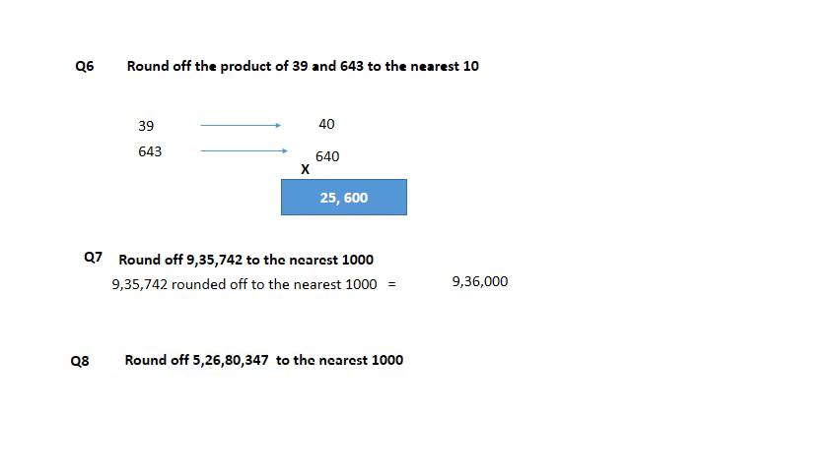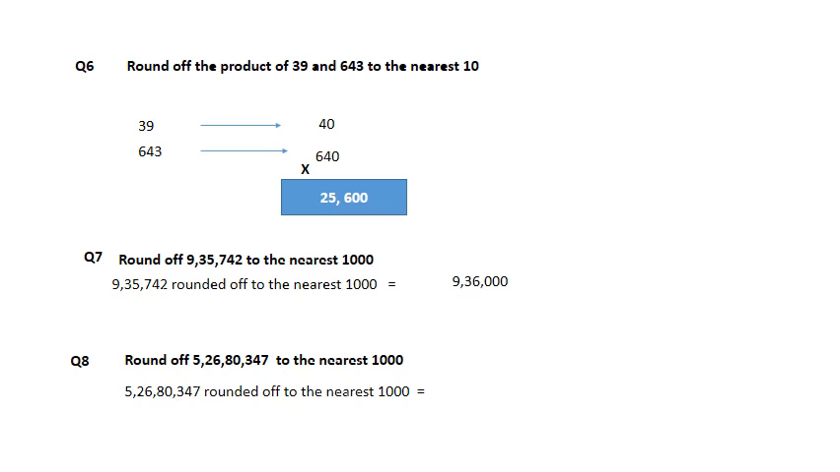Round off 5 crores 26 lakh 80,347. A large number is given. We want to round this off to the nearest thousand. So we'll write down 5 crore 26 lakh 80,346 to the nearest thousand.